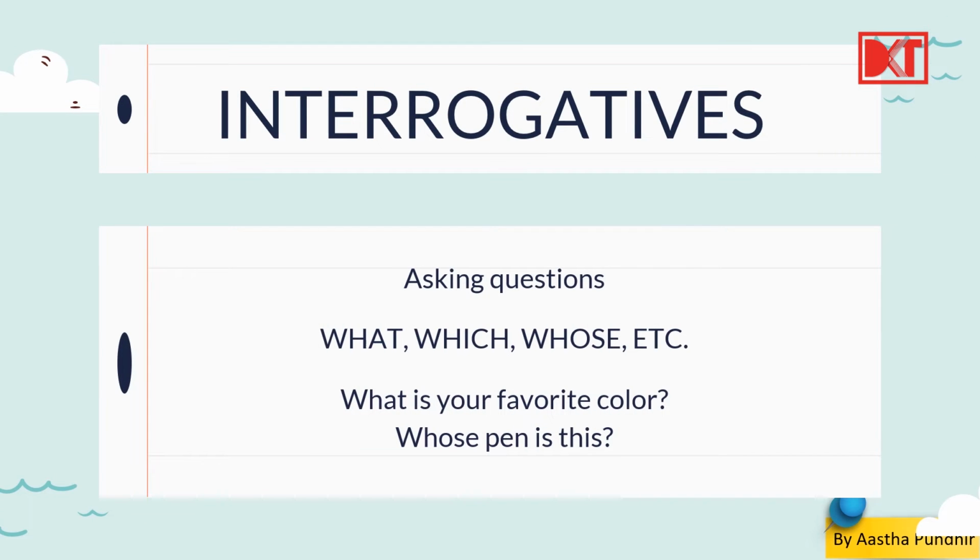Okay, next up we have interrogatives. I think this is probably the easiest. Interrogatives are used to interrogate, asking questions like what, which, whose, etc. Questions like what is your favorite color, whose pen is this. What is used for asking about a specific thing or object, which is used for asking about a choice, whose is used for asking about the possession or belongingness of something. Okay, so these are interrogatives which help in changing the meaning of the noun by asking questions, right?